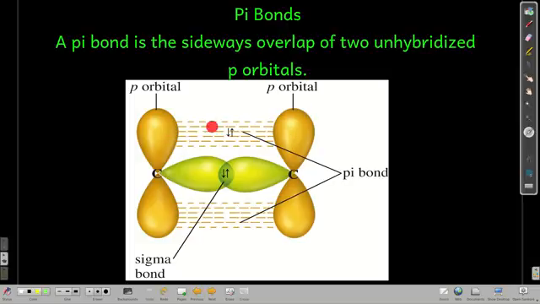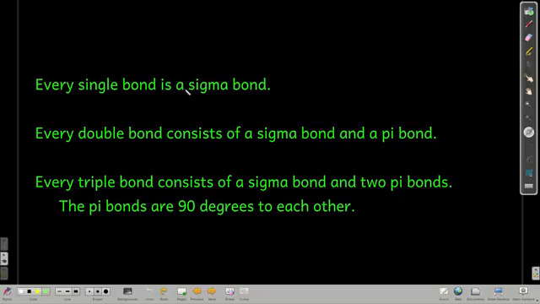And this overlap, it's on the top and the bottom. This is all one region of overlap. Then we get a pi bond. So this is important right here. Every time you have a single bond, it's a sigma bond. And as far as we're going to see, every double bond always consists, and this is what you should remember, a double bond is always a sigma bond and a pi bond. One sigma, one pi is a double.